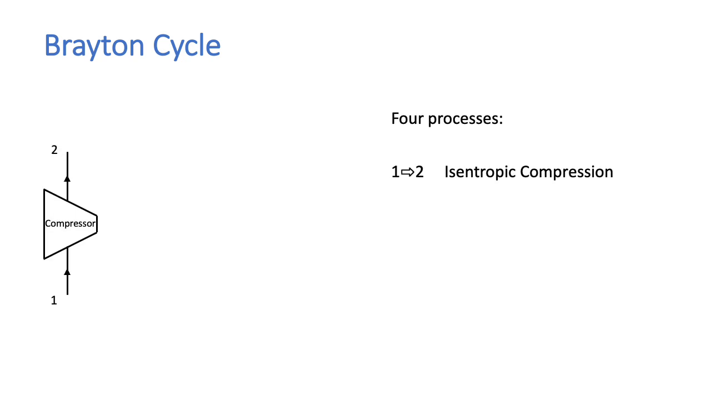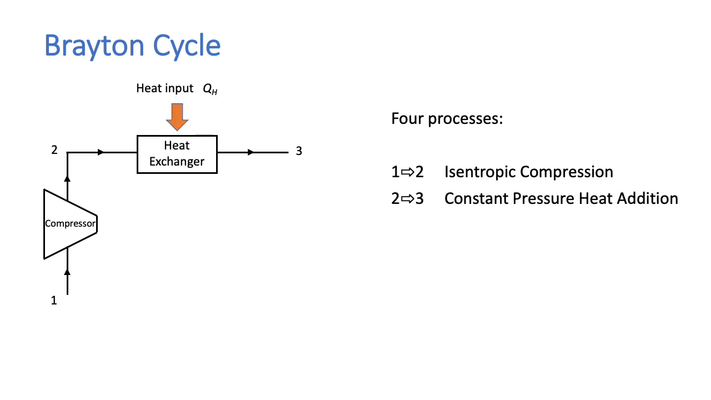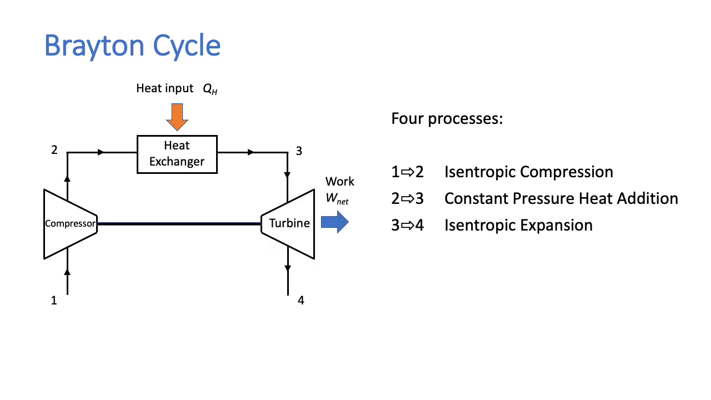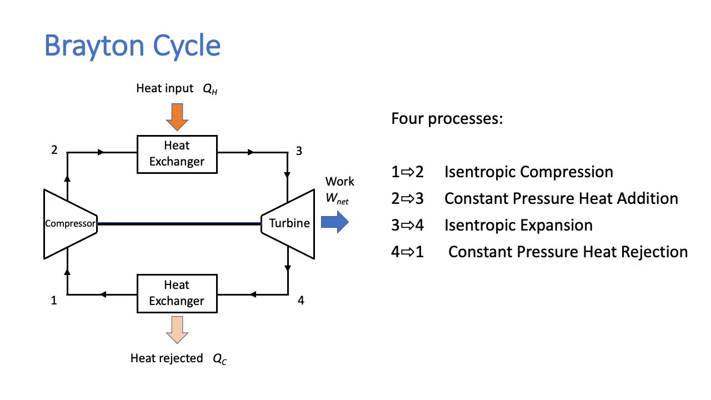A gas turbine is assumed to work on an idealized Brayton cycle. This consists of four processes. The first is a compressor, in which we have isentropic compression. Next, the heat input is assumed to be at constant pressure. The work output is done in a turbine where we have isentropic expansion. And finally, the heat rejection is assumed to be at constant pressure.